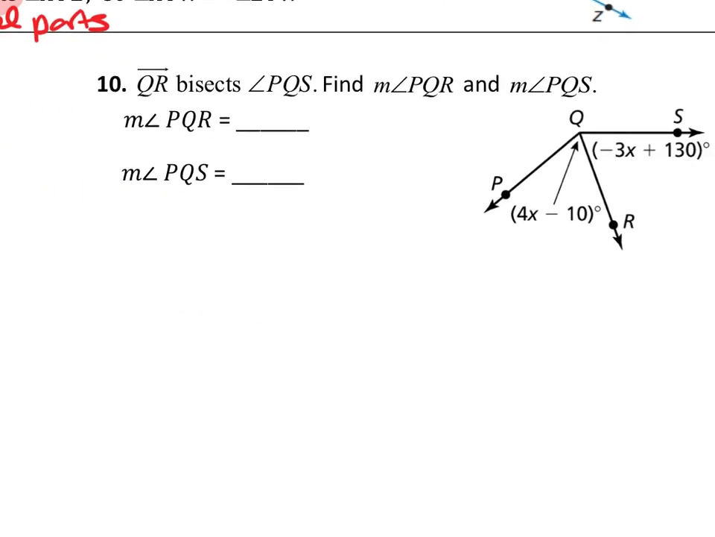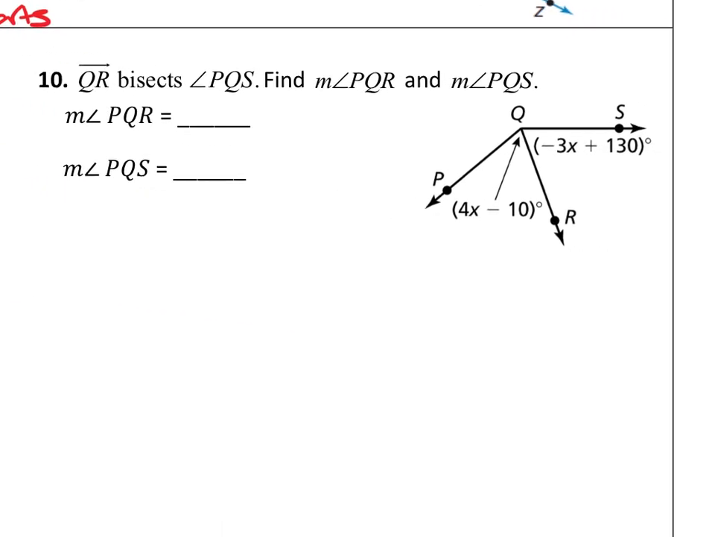Let's do number 10. Okay, we have a new image. It says that QR bisects, oh, spidey senses should be tingling. Bisects means that it cuts it perfectly in half. It bisects angle PQS. We want to find PQR and PQS. Those are the things we want to find here.